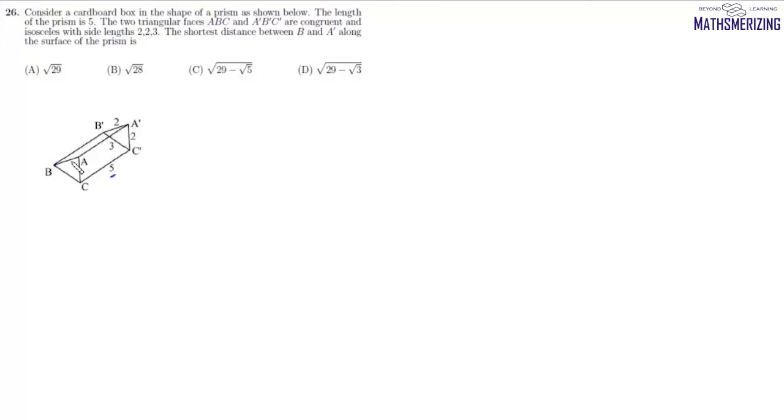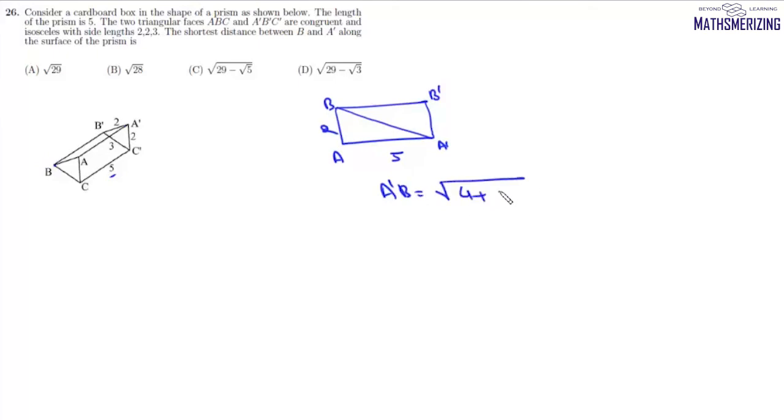Now if we look at this face ABB'A', it is nothing but a rectangle. So we have A, B, B' and A', where AA' is 5 units and AB is simply 2 units. The shortest distance between B and A' is the distance along the diagonal, and this distance is the square root of 4 plus 25, which is root 29, and that's your option A.